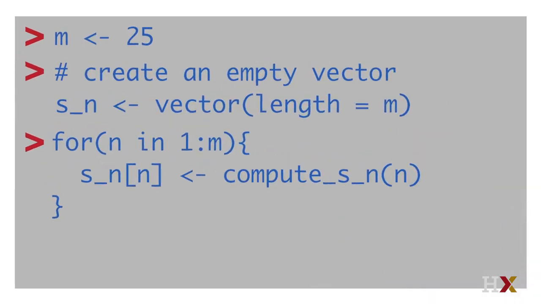Inside the loop, I'm calling the function compute_s_n with the value n. n is the value that's changing from 1 through 25. And as I evaluate that, I assign it to the vector in the nth entry. So we have defined the sum for values ranging from 1 through 25.